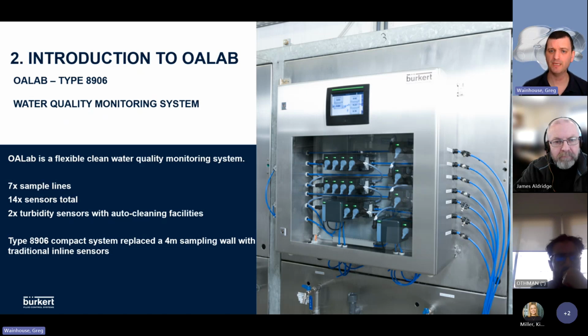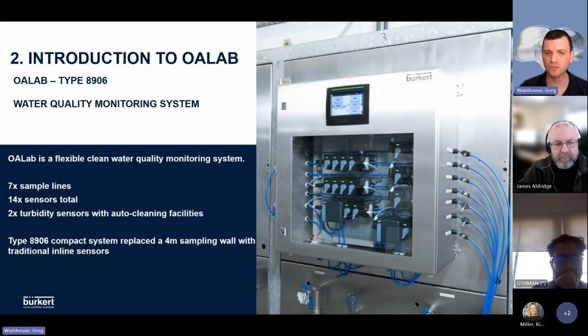The example you can see in the picture there is a panel with 7 sample lines coming in from various different parts of a drinking water plant, which I believe was in Germany. And within that panel, which is only about 1 meter wide, we have got 14 sensors inside of it. That's 14 analytical parameters, for example, pH, conductivity, ORP, chlorine maybe in there as well. The one thing I do know that's in there are 2 turbidity sensors. So that's measuring the cloudiness of the water, if you like.